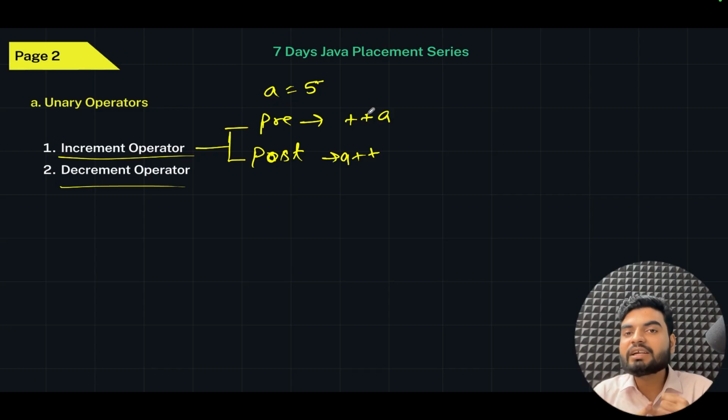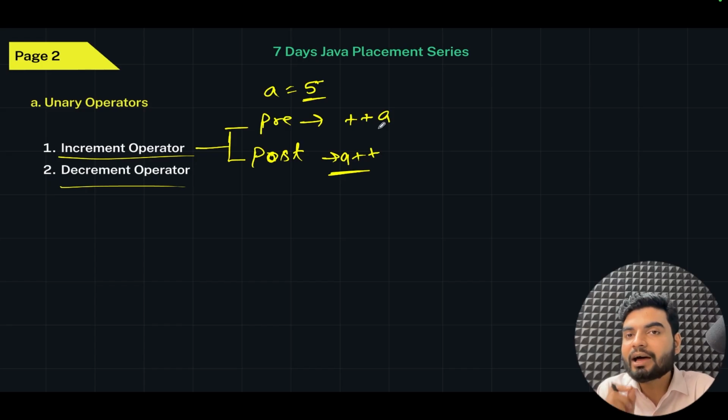Why? Because here you will get the 6 in the first step, and for this, you will get it in the next step. So eventually, because this is pre, if I do system.out.println plus plus a, I will get 6. Why? The value is increased by 1, then it is printed, then it is utilized. So that's a pre. Post means first use it, then increment it.